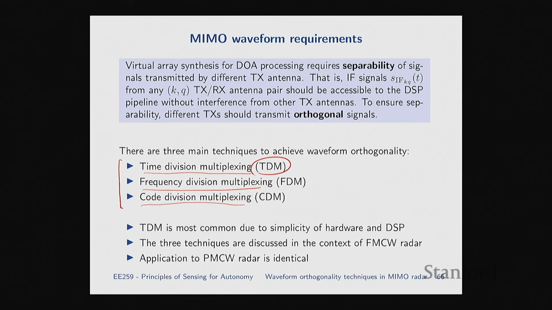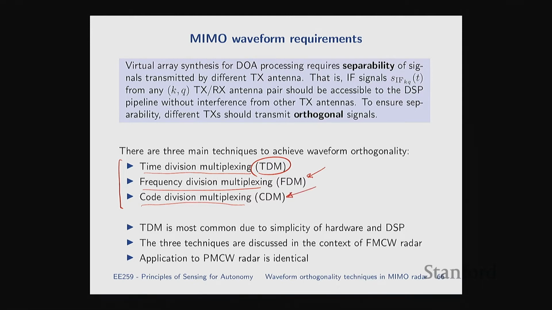So to ensure, again, separability, we need to orthogonalize the signals. You either do it in time, in frequency, or in code. Those are the three basically standard techniques. The most common one that is done today for FMCW MIMO is TDM. And that's the one I'll talk a little more about.